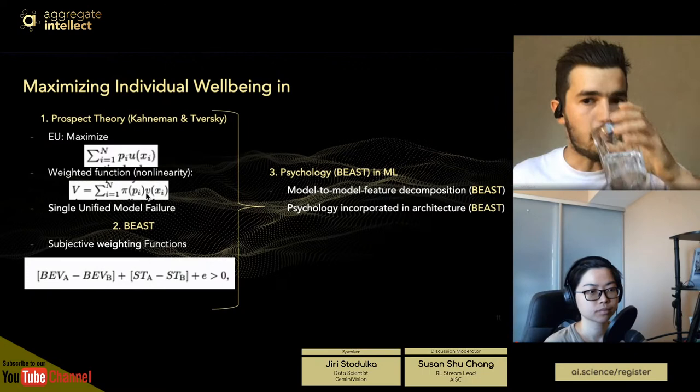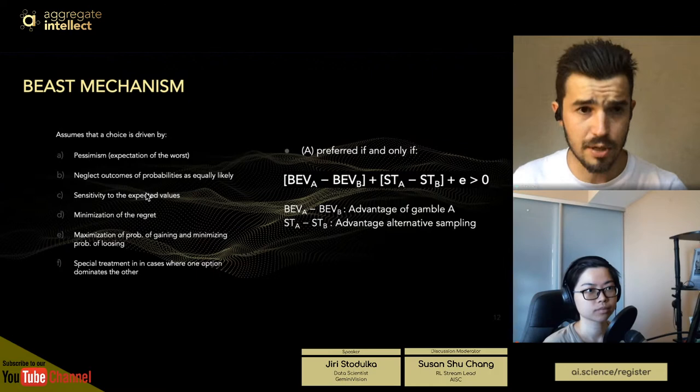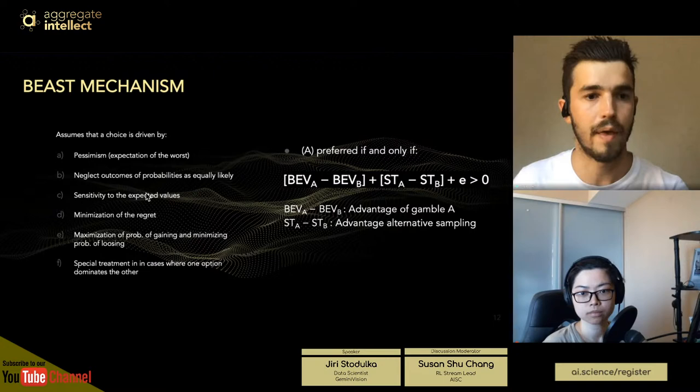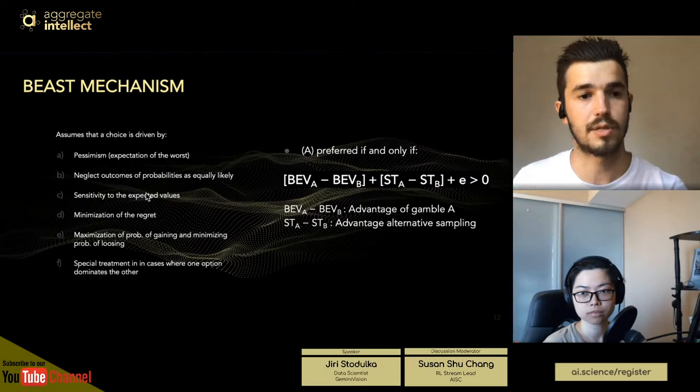So one of the most successful and recent attempts to create a single and unified model that would incorporate human deviations from the expected utility theory is the best estimate and sampling tools, BEAST. On the left side, you can see the assumptions this model is built on, and you can see that it's concerned with more than just the expected utility.